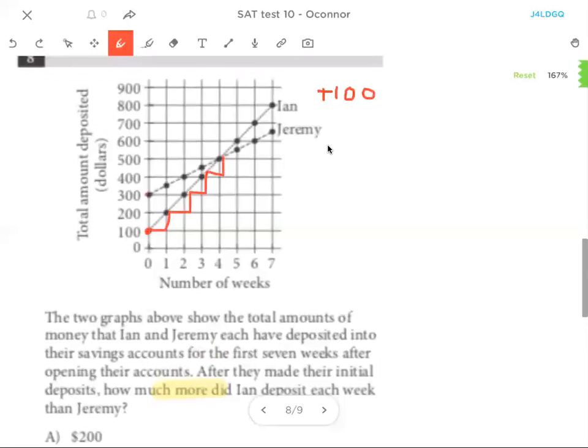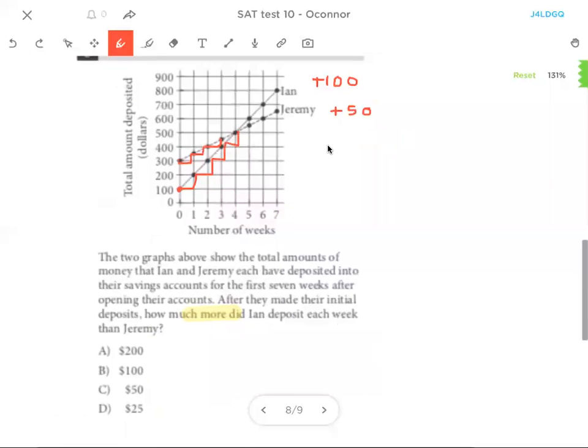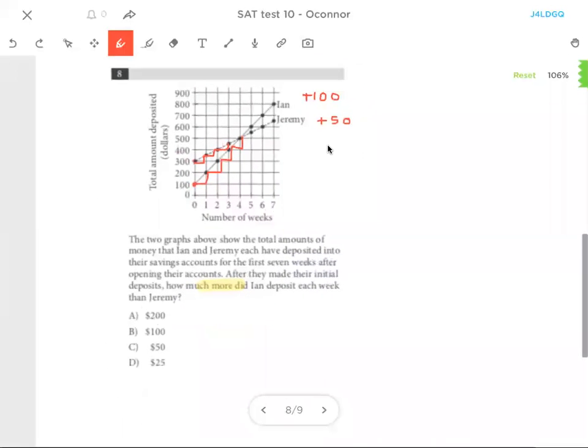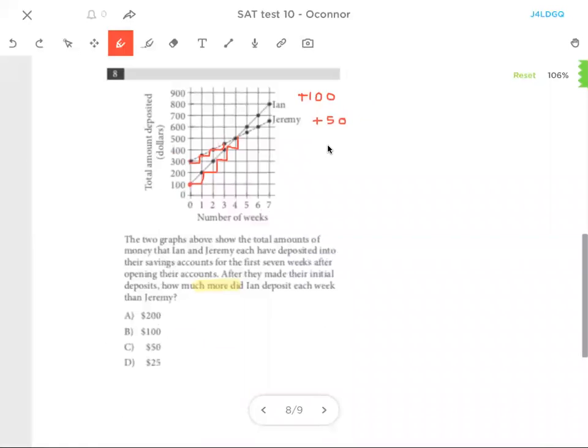Jeremy is putting in $50 each week. He starts at 300, goes up 50, up 50, up 50, and so on. So how much more did Ian put in each week than Jeremy? $50 more a week.